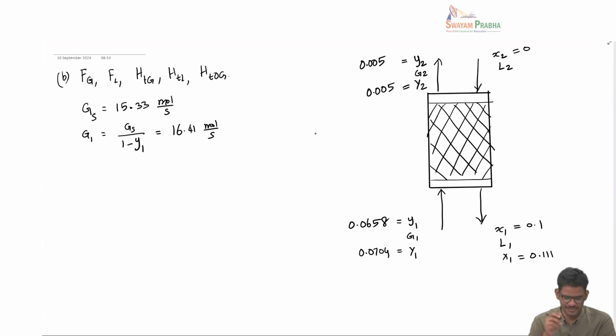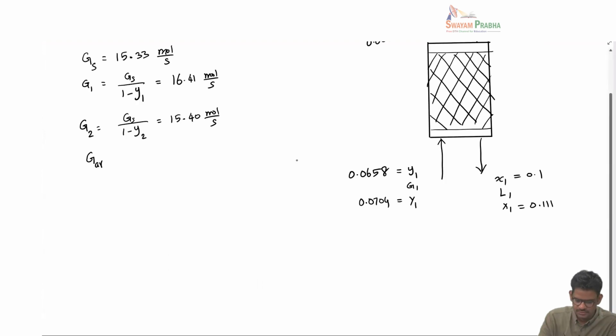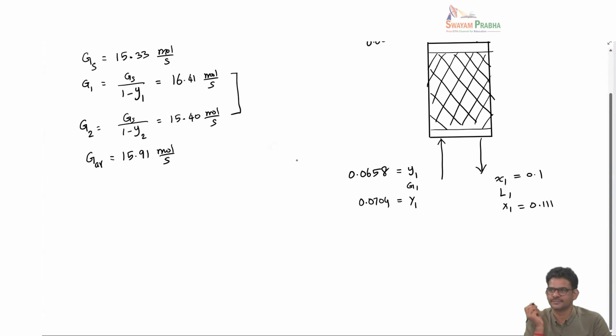So please be careful. G2 is the gas phase flow rate at the top of the column. That would be GS by 1 minus y2, and this should be 15.40. So my average molar flow rate would be 15.91. When I say average, I am talking about the average of these two values. This is in molar flow rates.